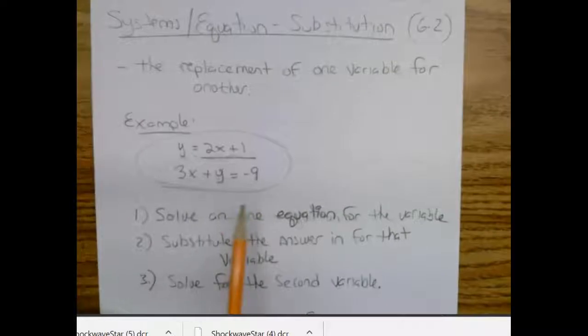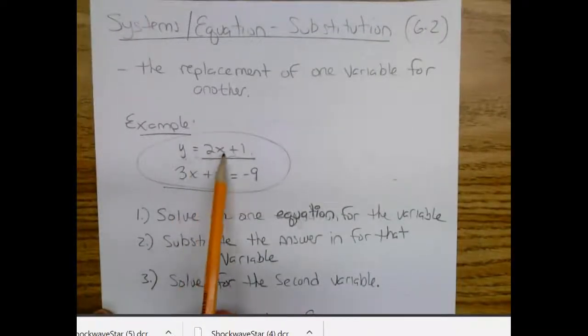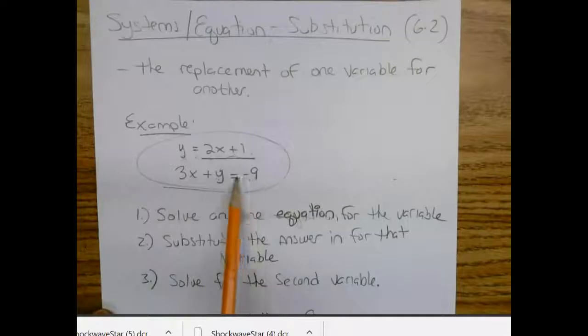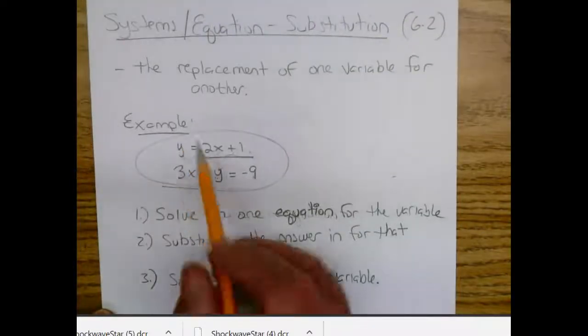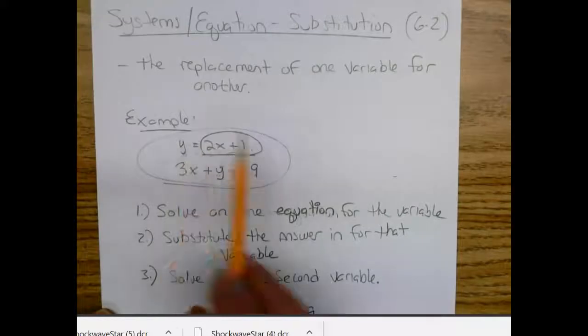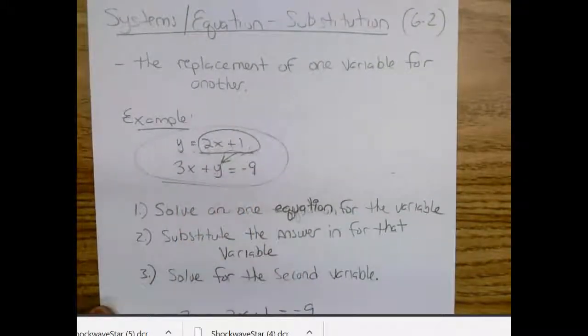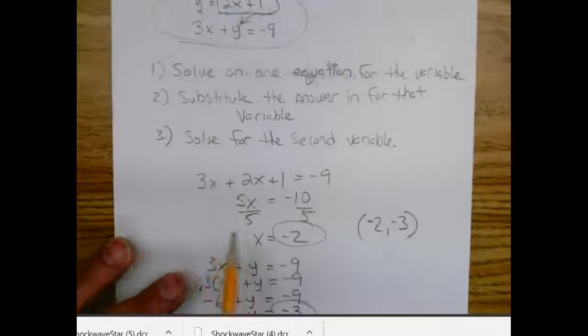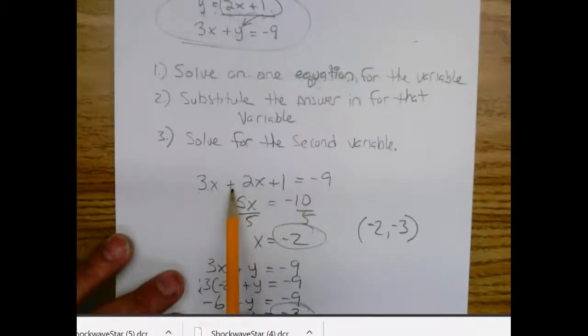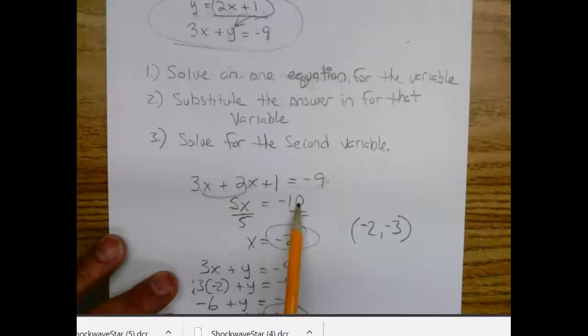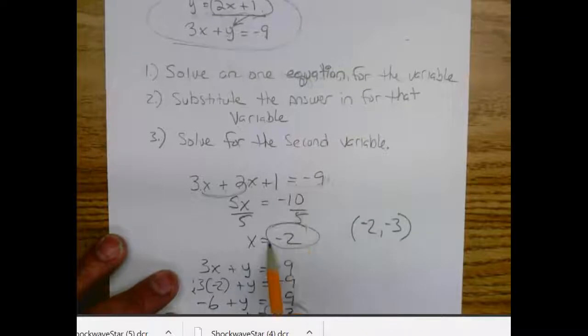So if we look here, we have y equals 2x plus 1 and 3x plus y equals negative 9. What we can do is take this answer, because it's equal to y, and plug it in where y goes. So if you look down here, we have 3x plus, it was y before, we plug in what it's equal to, 2x plus 1, equals negative 9. Then we do the math: we add these two together, minus 1 from both sides, and then we get 5x equals negative 10. We divide by 5 on both sides, and then we get x equals negative 2.